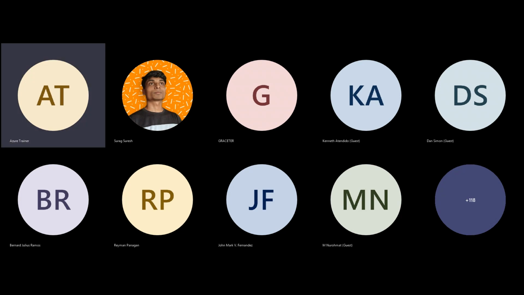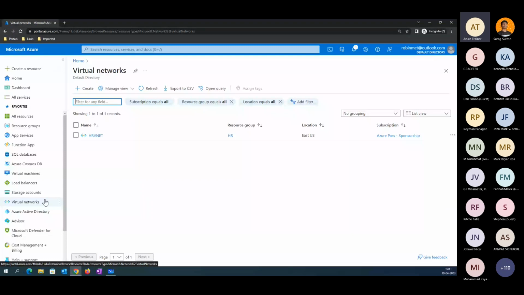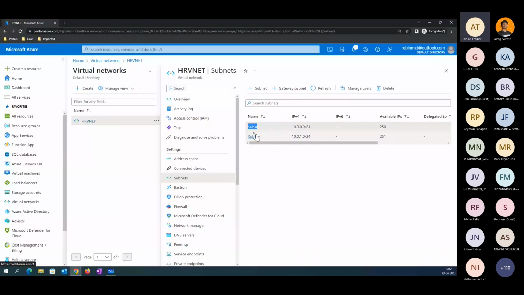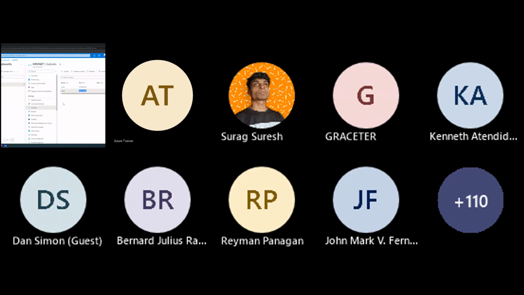Right now you may be able to see there is an HR VNet created. Inside the HR VNet, two subnets got created. You may be able to see these two subnets we have given the names subnet A and subnet B. Subnet A we gave an IP address 10.0.0.0/24. Subnet B we gave 10.0.1.0/24. Now let's go back to the whiteboard.